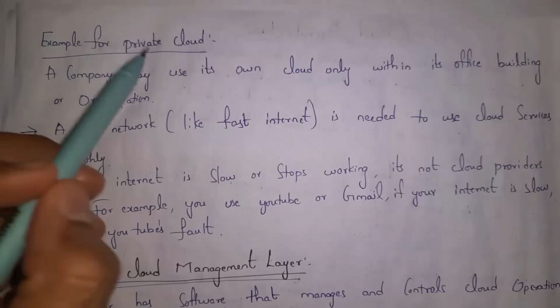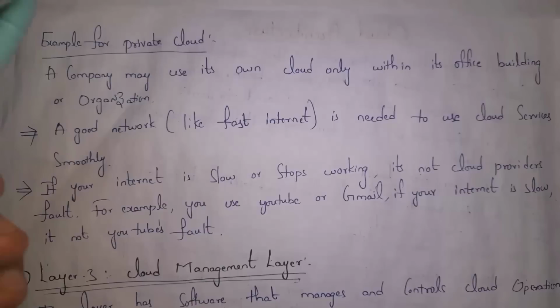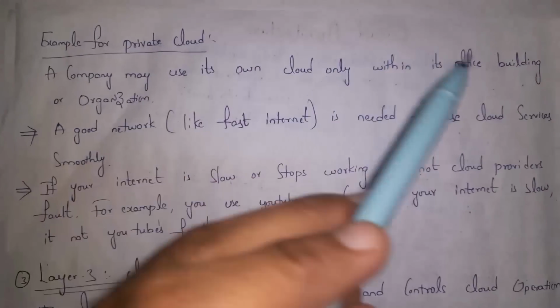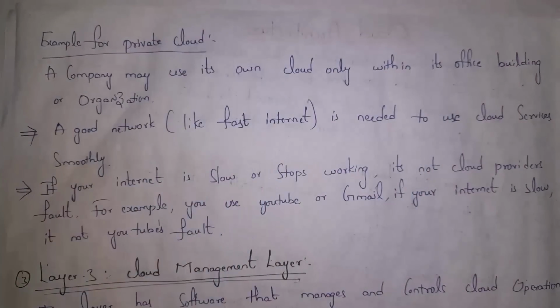This is an example of private cloud. A company may use its own cloud only within its office building or organization. Some companies may use their own cloud within the office building. If you want to use any cloud service, you need a good network. That is nothing but you need a fast internet connection. Guys, if your internet is slow, it is not the cloud provider's fault.